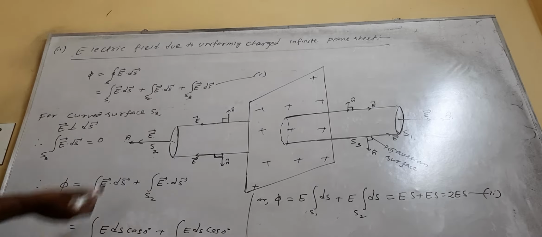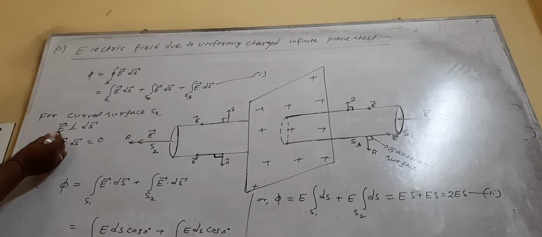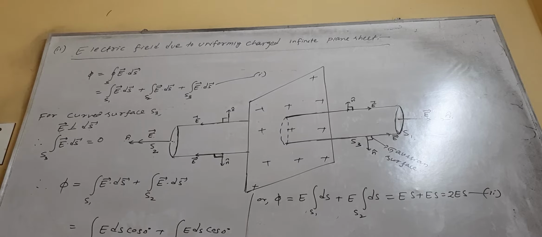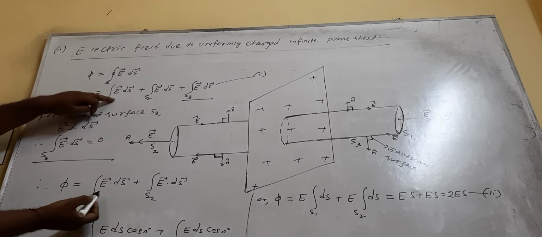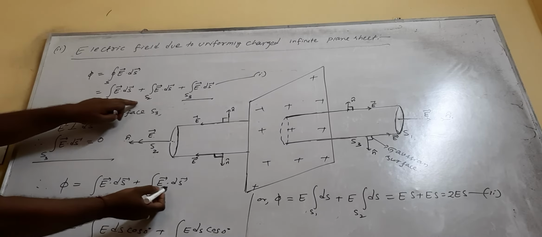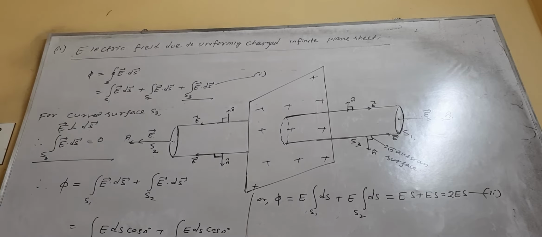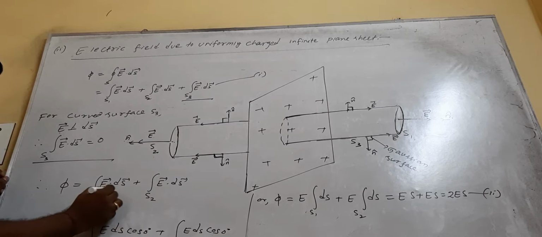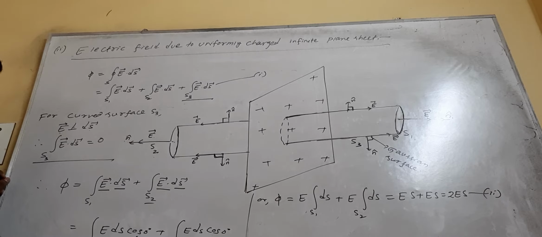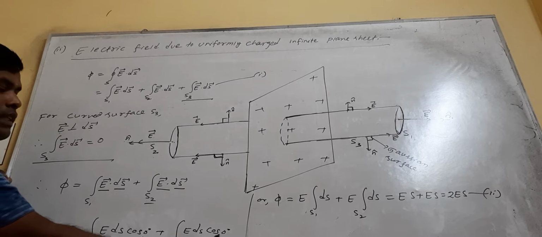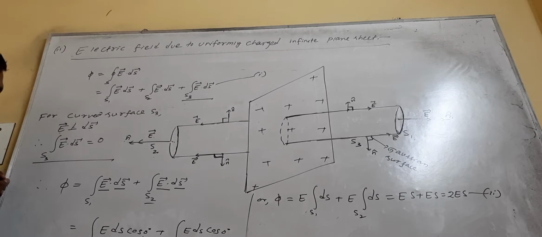So for the curved surface, we have just discussed the angle between electric field and area vector is 90 degree, they are perpendicular to each other, so the dot product is 0. So from equation 1, as it is 0, it becomes phi is equal to E vector dot S vector over S1 plus E vector dot S vector over S2. And for S1, the angle between electric field and area vector is 0 degree, and also for S2. So I have marked here, it is E dS cos 0 degree, also it is E dS cos 0 degree, over the surface S1 and over the surface S2.